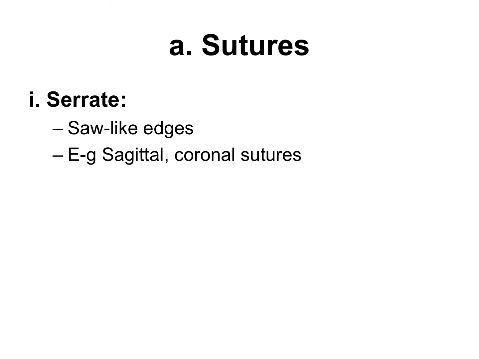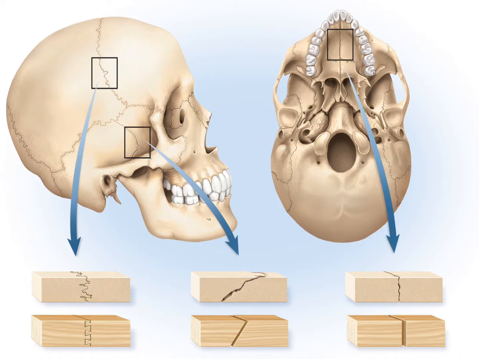Firstly, we have the serrate sutures. As the name denotes, the opposing edges of the bones are like a saw. You might have seen a saw that is used for cutting purposes. Major examples are the sagittal suture and coronal suture of the skull. You can appreciate here, this is the skull in norma verticalis, the black box shows the coronal suture. The opposing edges of the bones are like sawtooth, that is highlighted below as well.